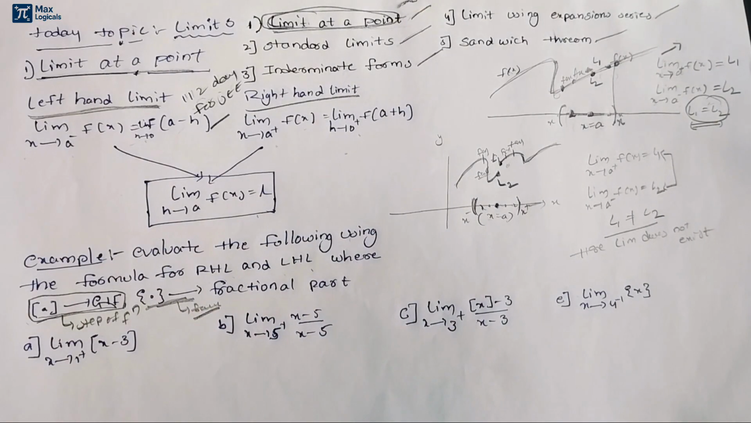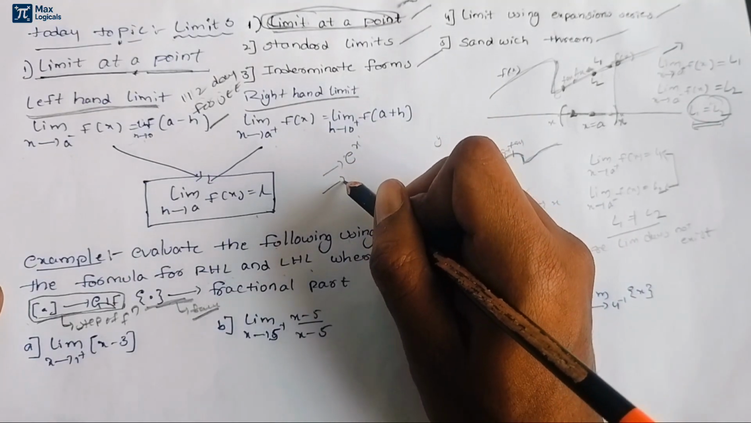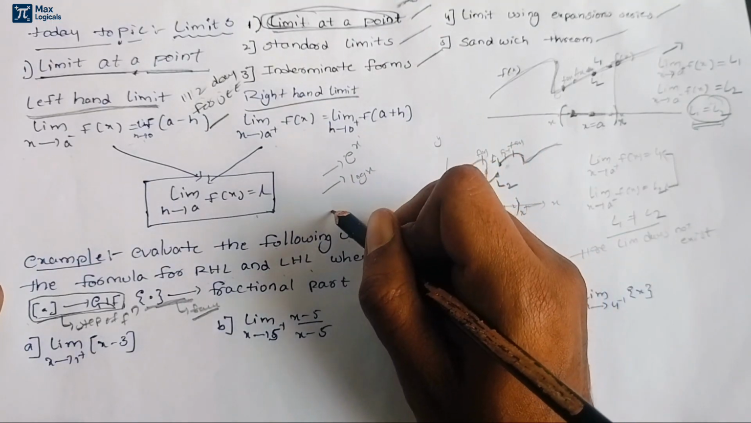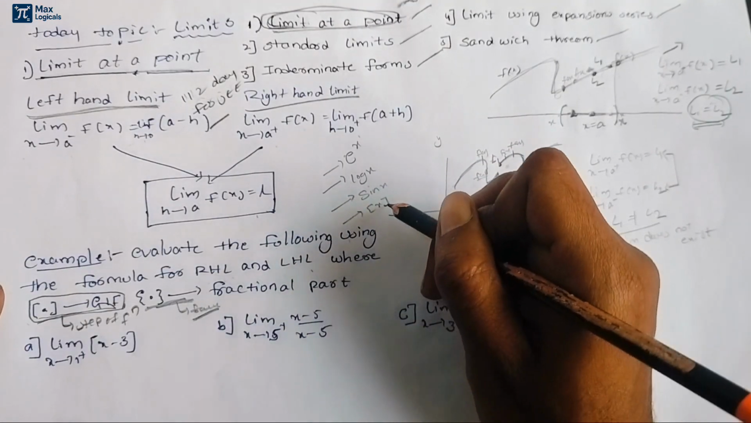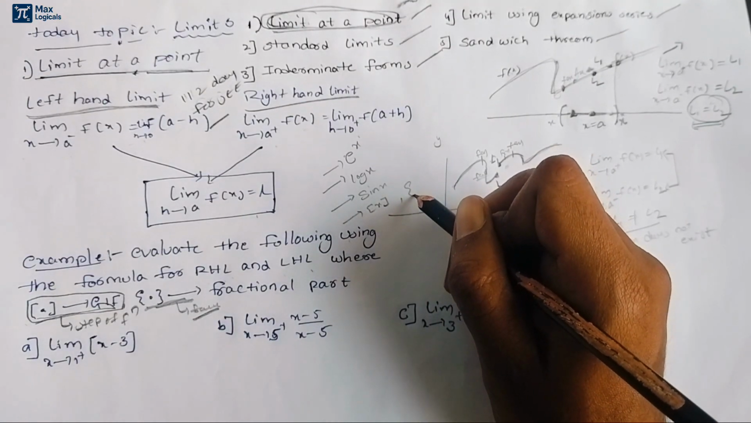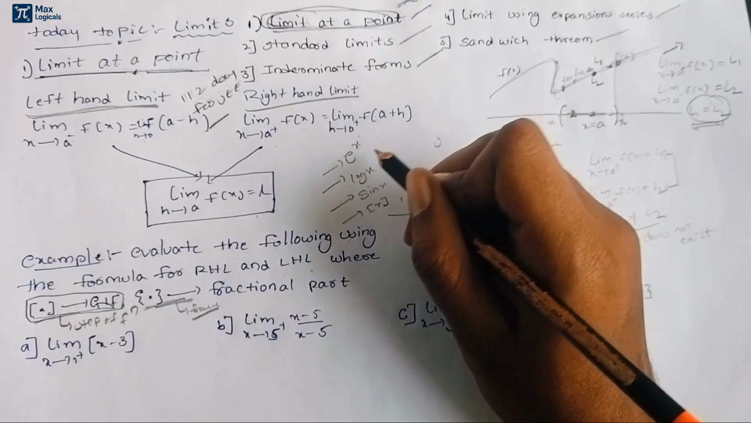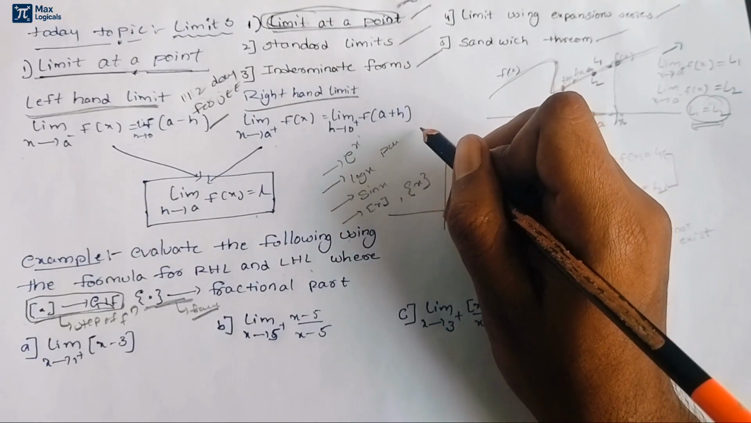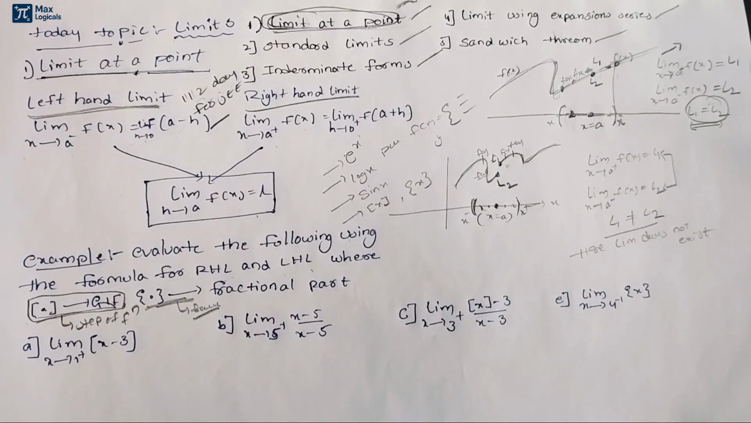Mostly, questions are asked on these types of limits: e power x and log x, logarithmic functions, and sin x functions, and these step functions, and fractional functions, and one more, piecewise functions, like f of x equal to, giving like this, and dividing some functions, one function dividing one more function. That is called the piecewise function.